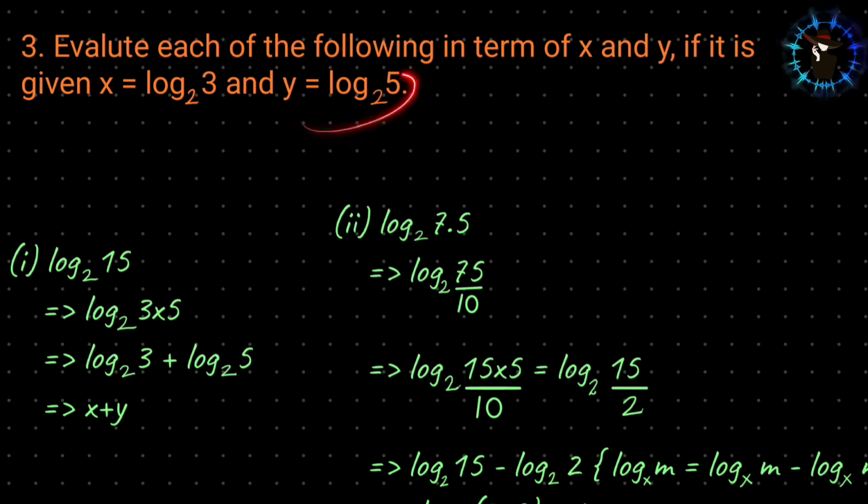So we need to get these values at the end. Log 15 to the base 2. 15 can be written as 3 into 5. Again, we have it in the multiplication.